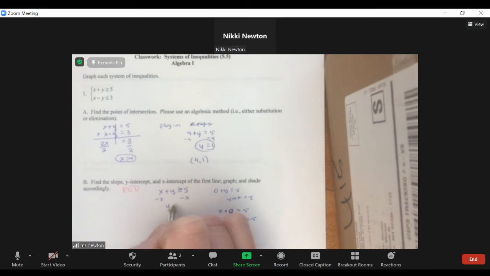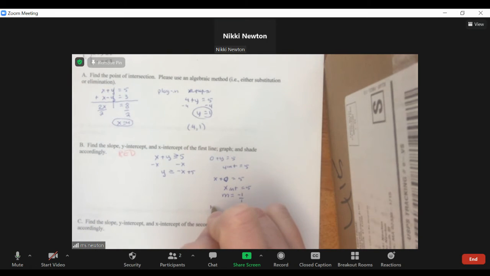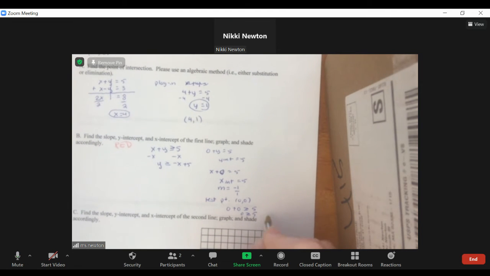y is greater than or equal to negative x plus 5. So now I know my slope is negative 1, and I can make that a fraction for when I'm graphing. And then I'm going to do my test point. I'll do that now, and then I'll do it all at once on the graph. So my test point, I'm going to use (0, 0). Plug in 0 plus 0 greater than or equal to 5, 0 greater than or equal to 5, which is false. And now I'm ready to graph.